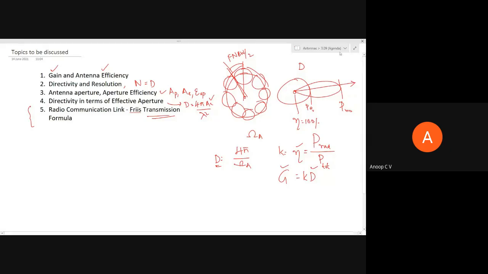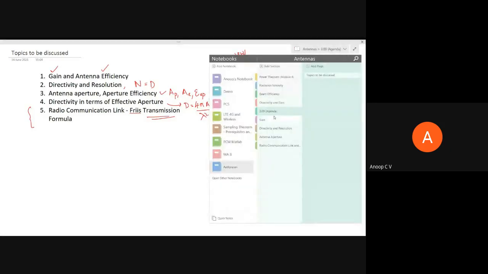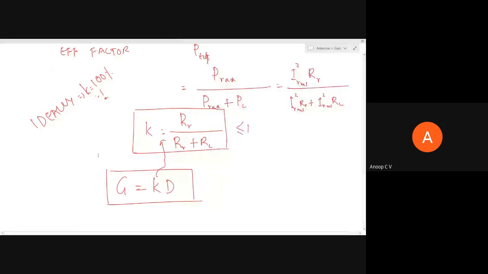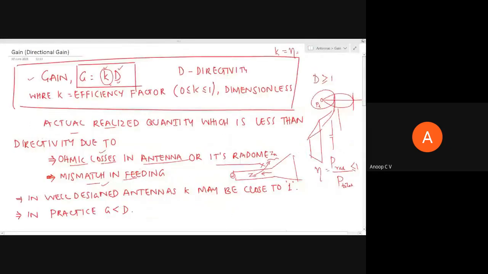Now we'll straight away start with the aspect of gain. As I told, gain is the actual realized quantity, which is less than directivity. Because of the antenna efficiency factor, if you give a power P to an antenna, the total power will not be radiated. Only a fraction of the power will be radiated. The remaining part will either be dissipated as heat or reflected back to the generator. So this is the efficiency factor K, or eta.